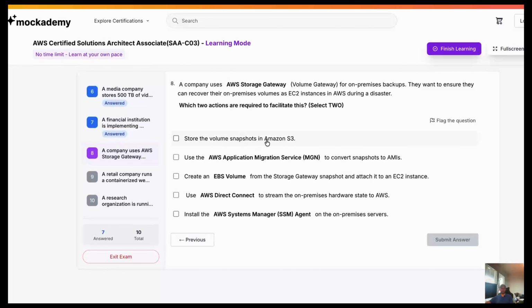Option 1, store the volume snapshots in Amazon S3. Option 2, use the AWS Application Migration Service to convert snapshots to AMI. Option 3, create an EBS volume from the Storage Gateway snapshot and attach it to an EC2 instance. Option 4, use Direct Connect to stream the on-premises hardware state to AWS. Option 5, install the AWS Systems Manager agent on on-premises servers.